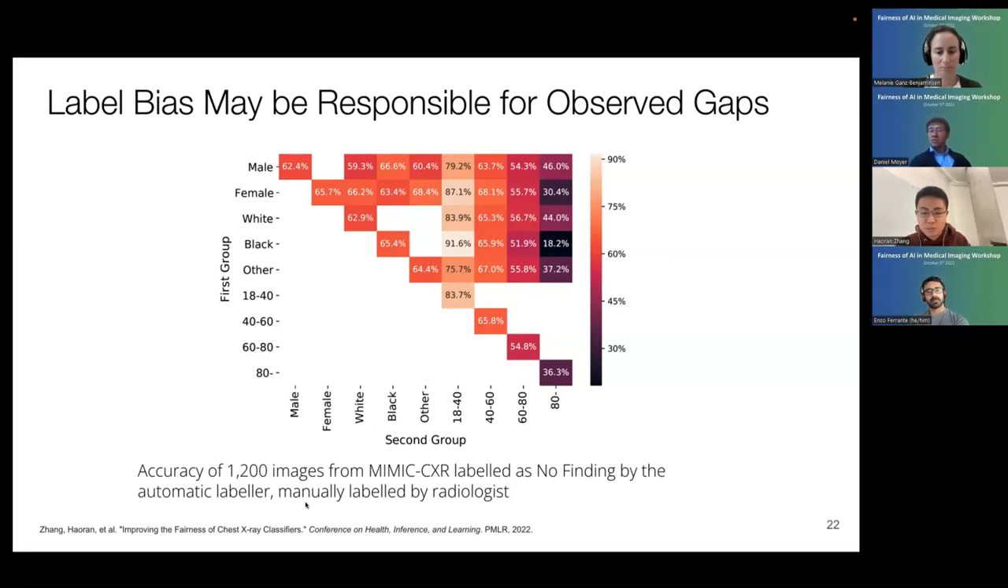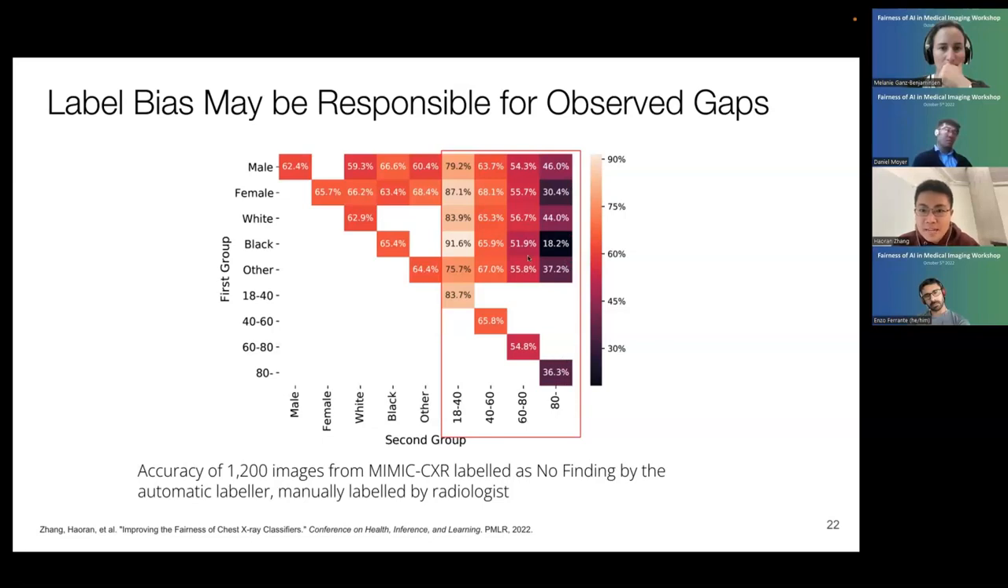overall, the performance is very poor. The average is about 64% accuracy. Really, the labels are just garbage. And we do see that, particularly within different age groups, you get much worse label quality in older populations. In older populations, you have about 40% accuracy in your label.